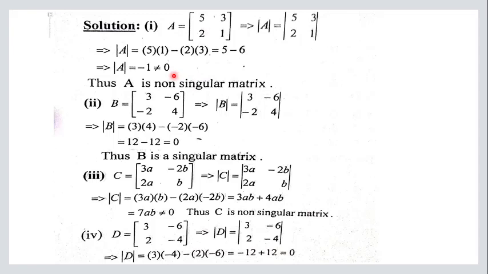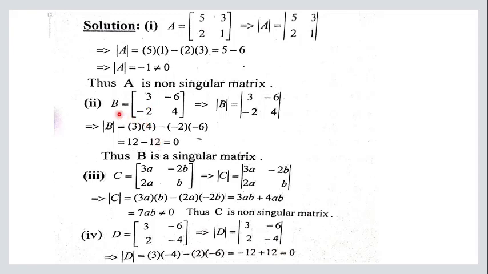Had it been the case that this determinant was equal to 0, then this matrix would have been a singular matrix. But in this case, determinant is not equal to 0, therefore this is a non-singular matrix.